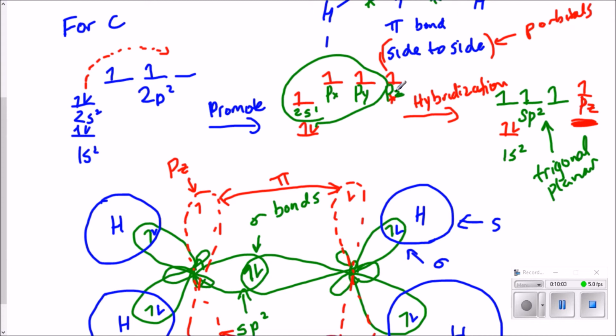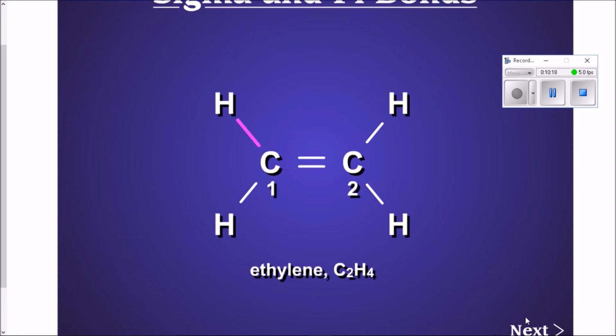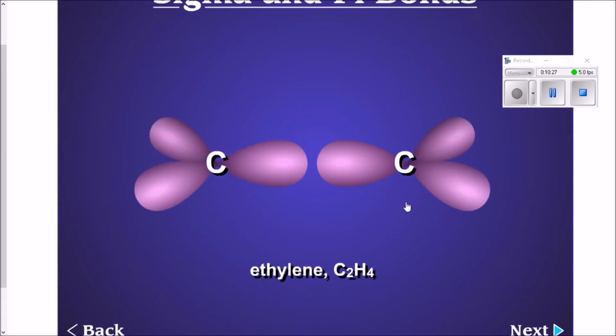Okay, so just to reiterate this a little bit more, we had a leftover pz, and that forms the pi bond. Sometimes you'll have carbon hybridize either sp3 if it has 4 separate atoms bonded to it, sp2 if it's bonded to 3 things, or sp hybridization. You can see here that we have three different atoms bonded to this carbon. So therefore, it's going to undergo what we call sp2 hybridization, and you can see it quite clearly here.